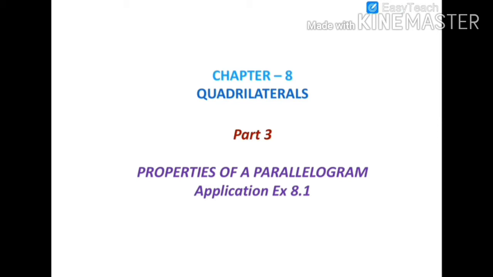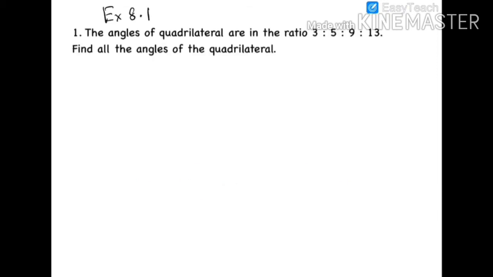In last video class we proved theorems which stated properties of a parallelogram. In today's video lesson we will apply these properties in answering questions of exercise 8.1. Question number 1. The angles of a quadrilateral are in the ratio 3:5:9:13. Find all angles of the quadrilateral.